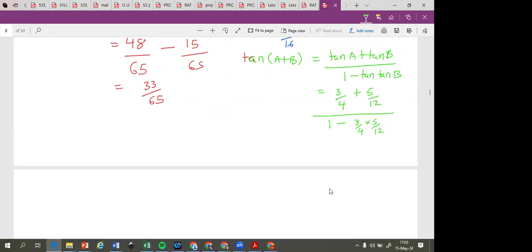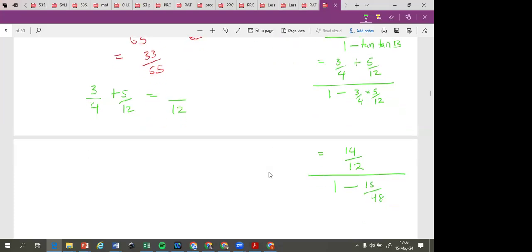Sure? Yes. 3 out of 4 plus 5 out of 12, so the LCM is 12, not so? Oh, okay, it is fine, I reduced already. So it is 14 out of 12, out of 1 minus 3 times 5, which is 15, out of 4 times 12, which is 48.